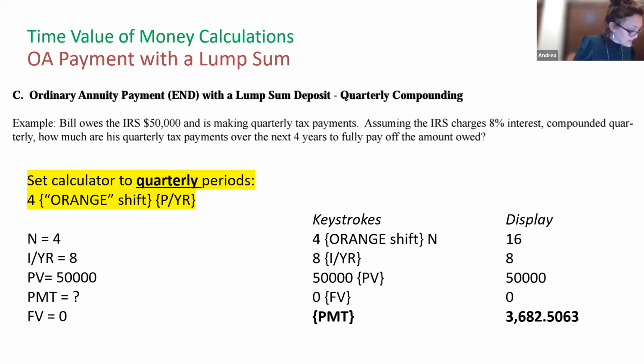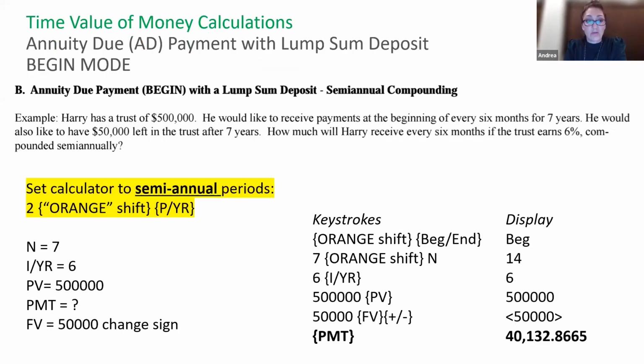Everyone good with that? Now we're going to move on to annuity due. Same type of things, except now these are payments that need to be made at the beginning of the time period. Here we're going to be doing a semi-annual compounding.